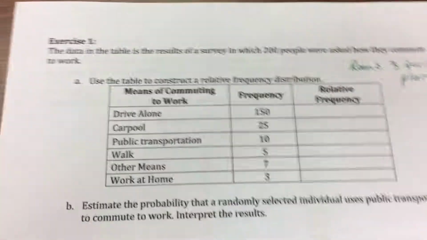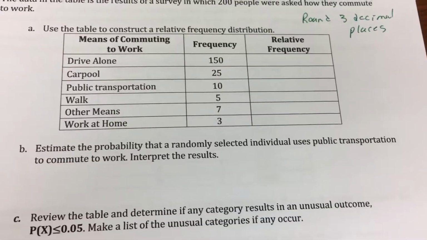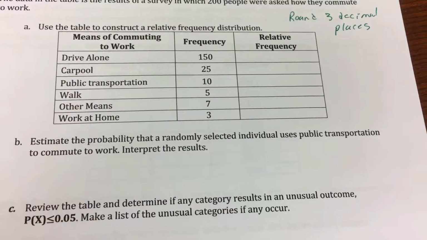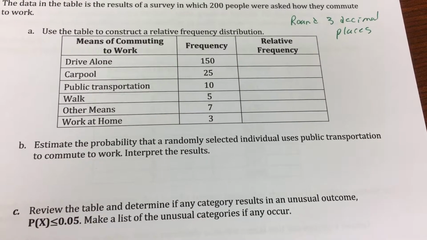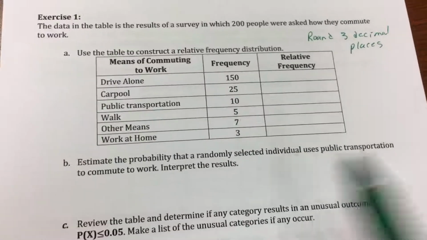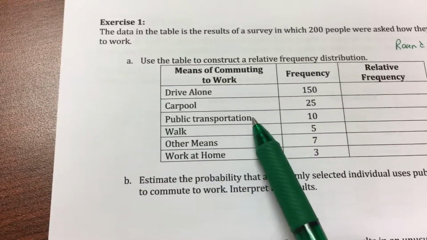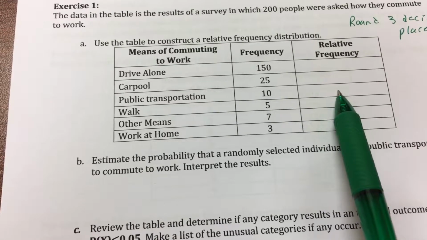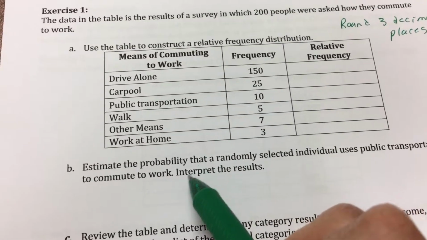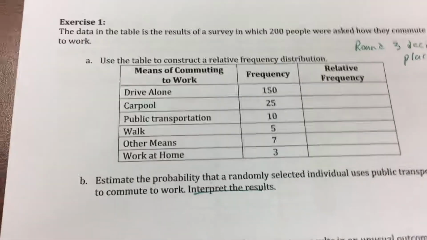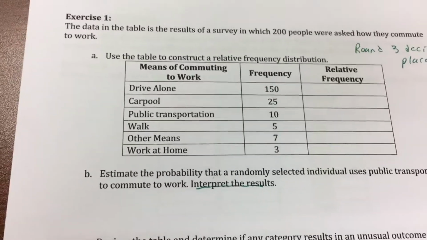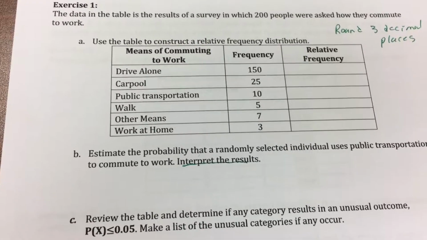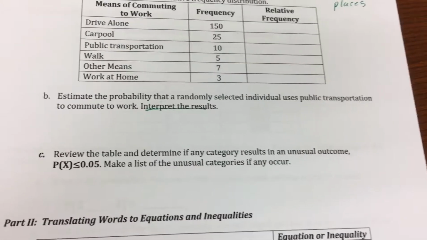Okay, so you're going to complete your relative frequency table, and then what they're going to do is ask you to estimate the probability that a randomly selected individual uses public transportation to commute to work. Notice, here's public transportation. Whatever value you come up with, you're going to write that down, but please pay attention. It says to interpret the results. That means you need to tell me what this means. You can convert it to percent and then interpret. That'll be fine, but write down the interpretation.